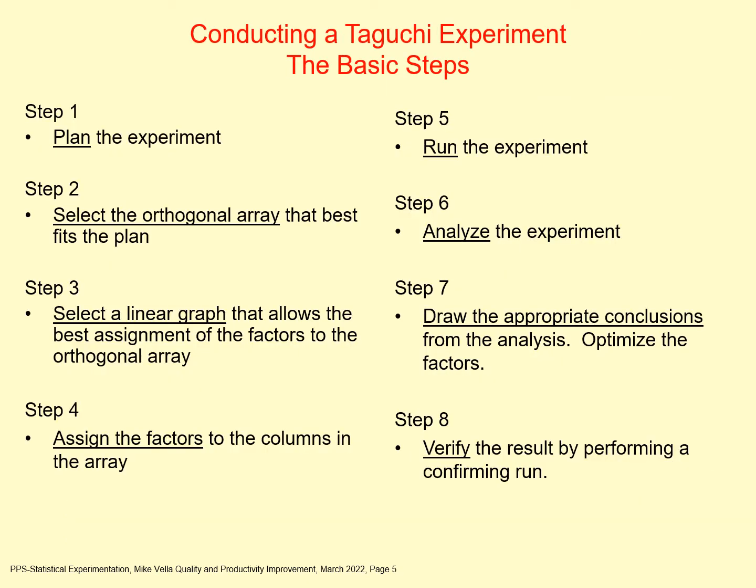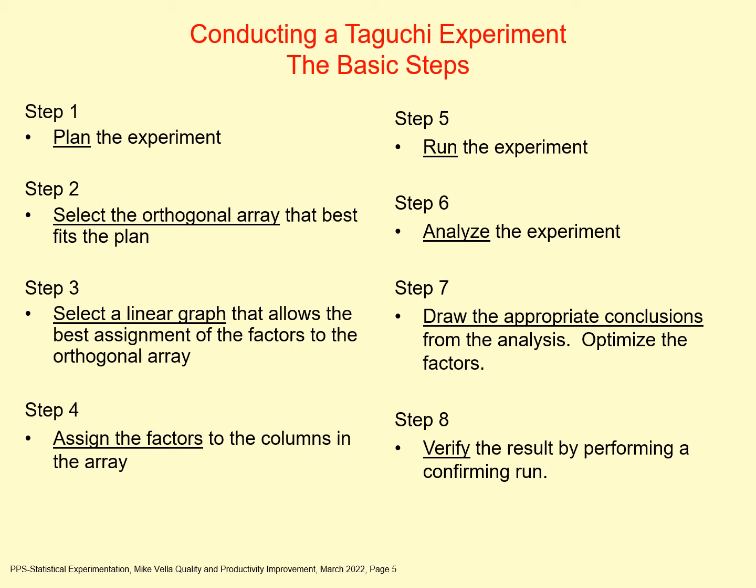So as you recall, there are 8 steps of conducting a Taguchi experiment. We'll go through all 8. First and most important is planning the experiment. Second, selecting the appropriate orthogonal array. Step 3, selecting a linear graph that allows best assignment of the factors to the orthogonal array. Very important if you suspect that you have interactions. Step 4 is assigning the factors to the column of the array so that you can run an efficient experiment.